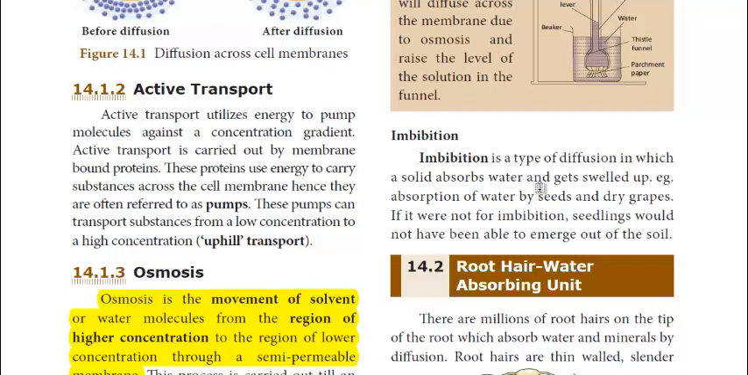Imbibition na enadhu? Imbibition is a type of diffusion. It is also a type of diffusion in which a solid absorbs water and gets swelled up. Solid absorbs water and gets swelled up. Example, இத பாருங்க, absorption of water by seeds and dry grapes.